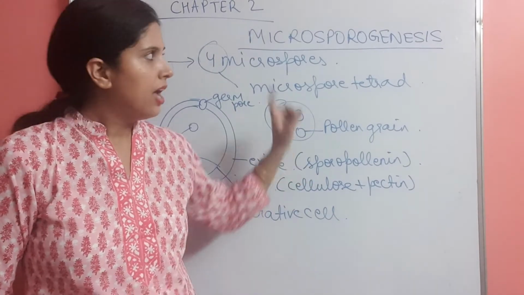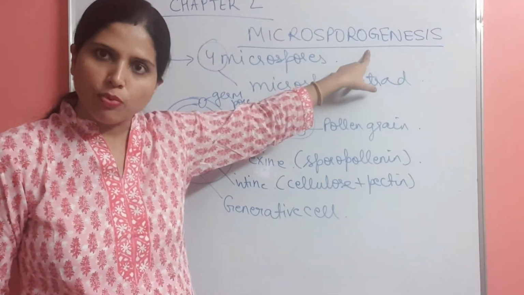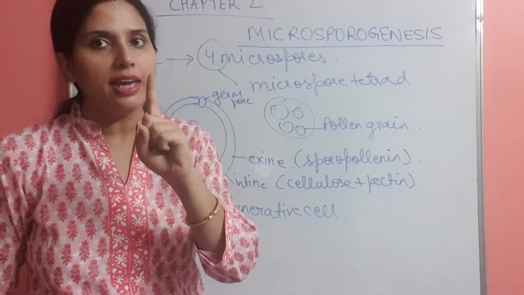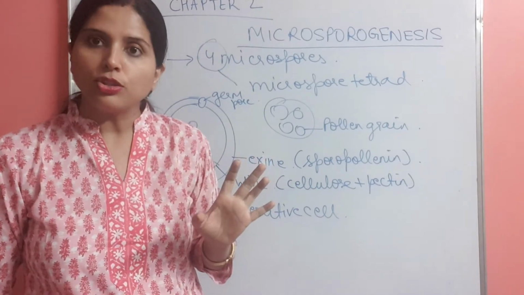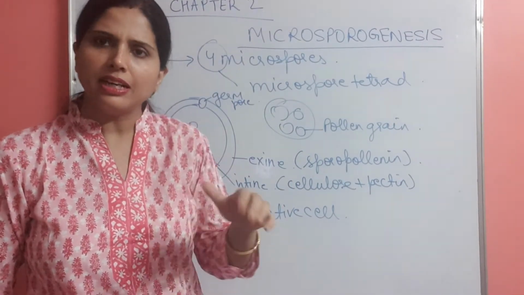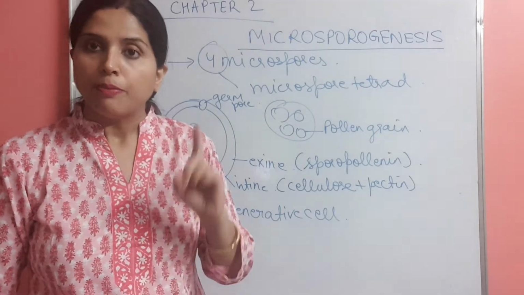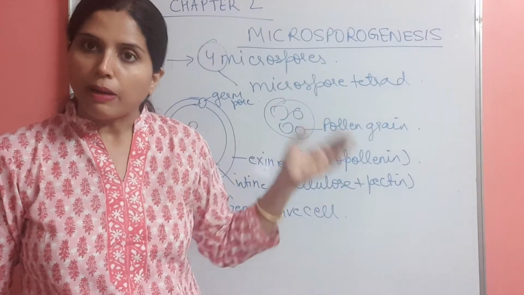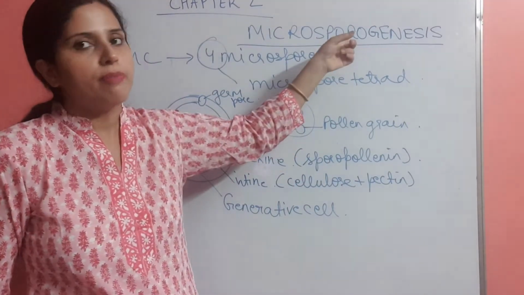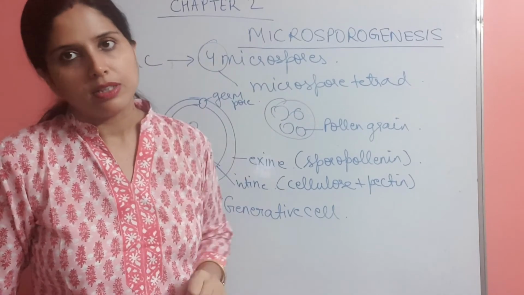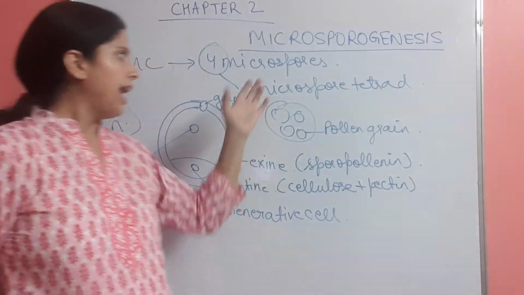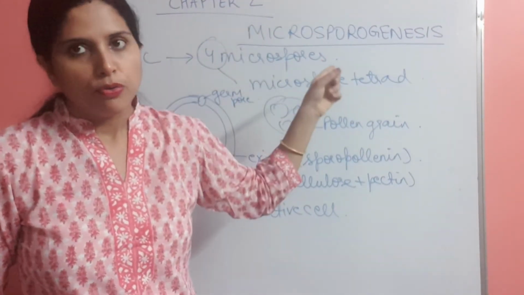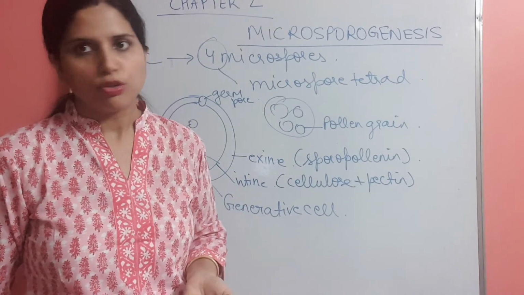Sporopollenin is important. The definition of microsporogenesis is important, because sometimes it comes for 1 mark. Students think about the microsporangium and try to explain it, but microsporogenesis is a 1 mark question only: by the process of meiosis, the formation of microspores occurs from the pollen mother cells. That's it. Next is the microspore tetrad, because from 1 MMC, 4 microspores are formed by the process of meiosis.